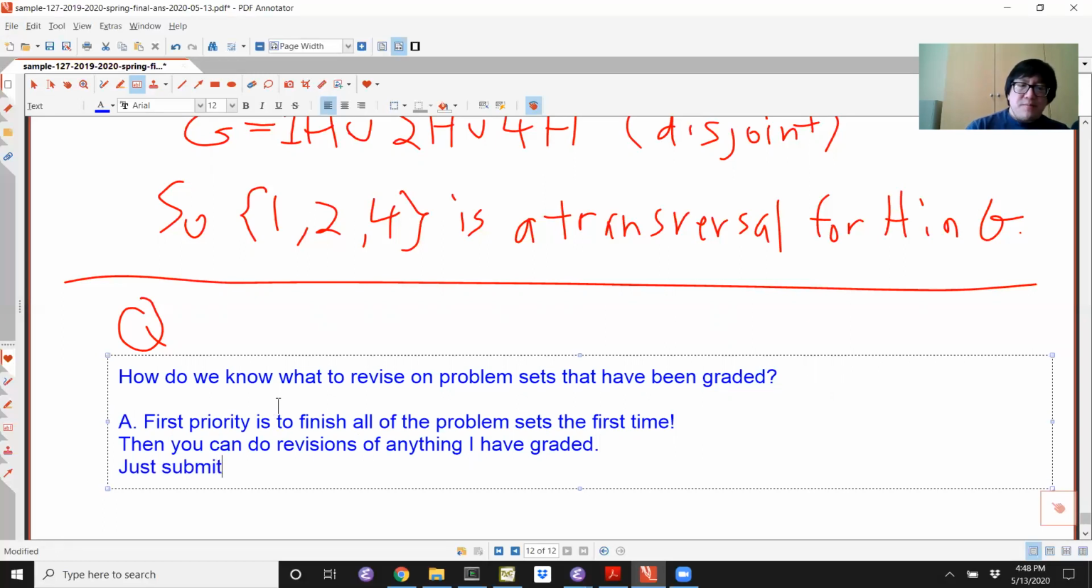Just submit them on Canvas, and I'll figure it out. Because what happens is I have the equivalent of that number code stored on Gradescope, and so I will figure it out somehow. Just submit it on Canvas in the revisions bin, and I'll figure it out. It's a little chaotic.